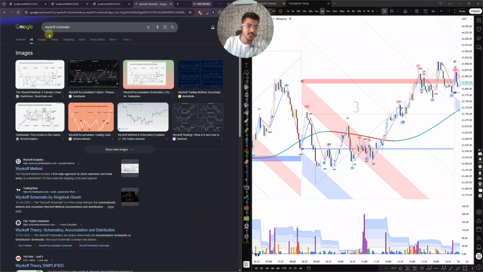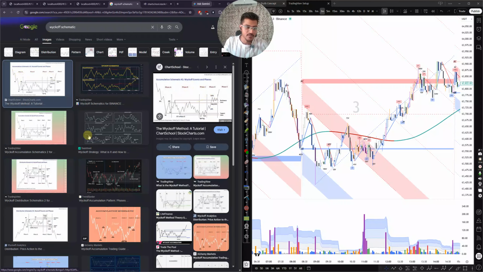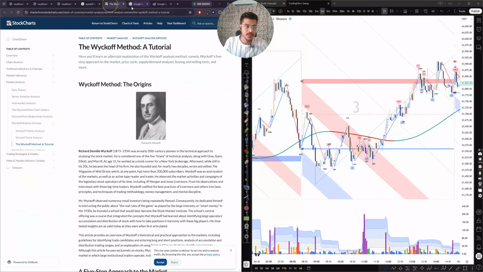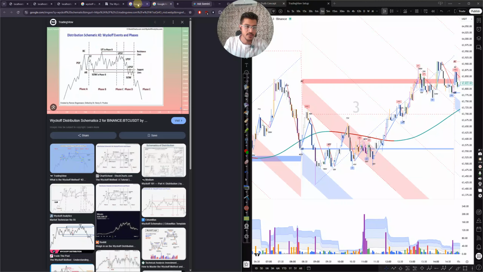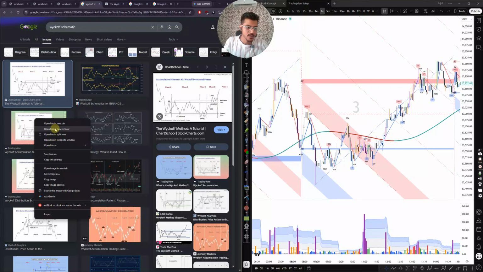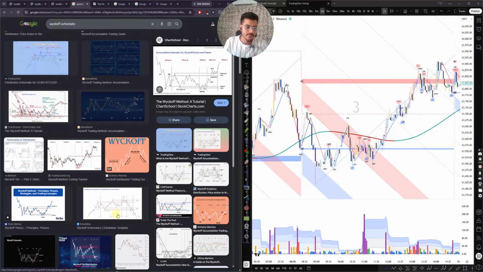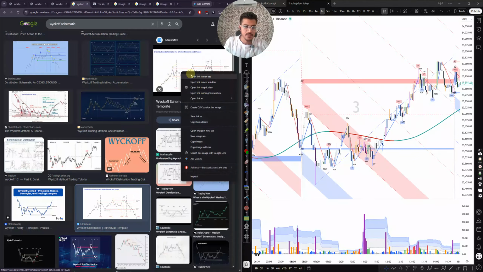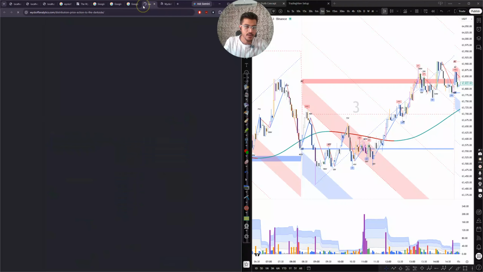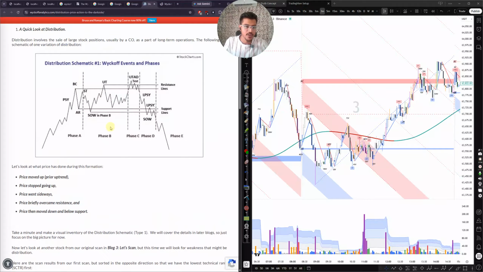schematic. All right, check this out. So this is the Wyckoff schematic for accumulation, and this is the Wyckoff schematic for distribution. I like this one. This is also a good one. So see, if you want to read more about it, you can go here.